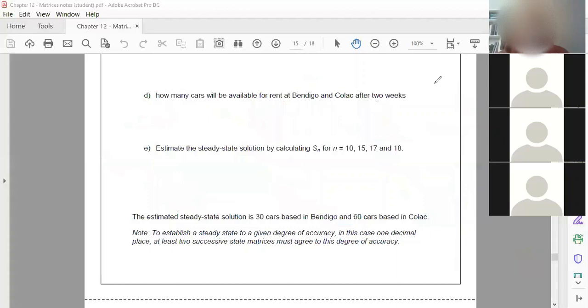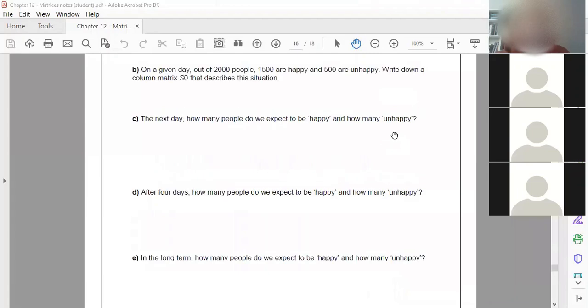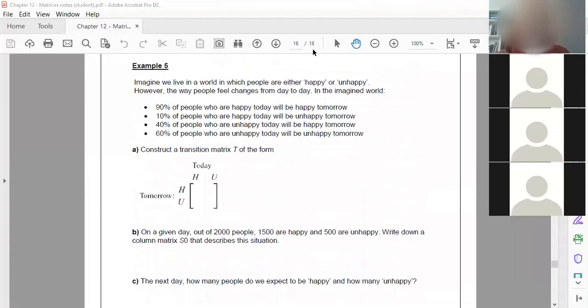Okay, I'll clear this. I think that's the last one. All right, example 5. It says, imagine we live in a world in which people are either happy or unhappy. However, the way people feel changes from day to day. In the imagined world, okay, there it all is. Construct a transition matrix.